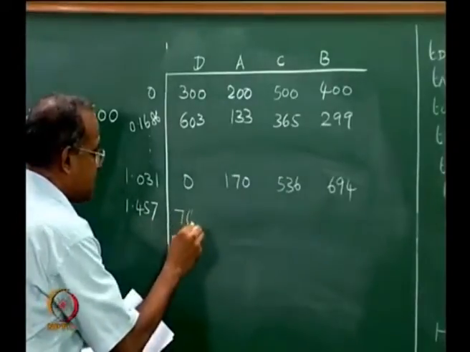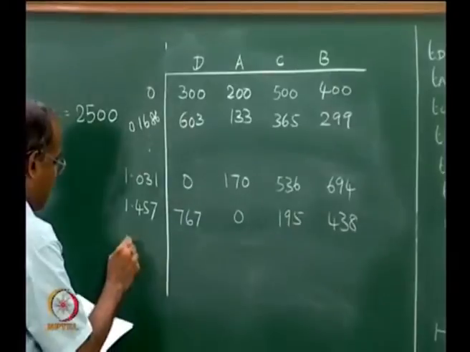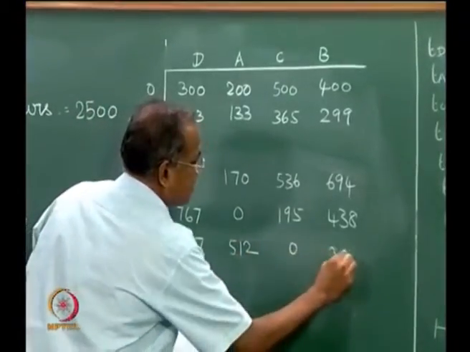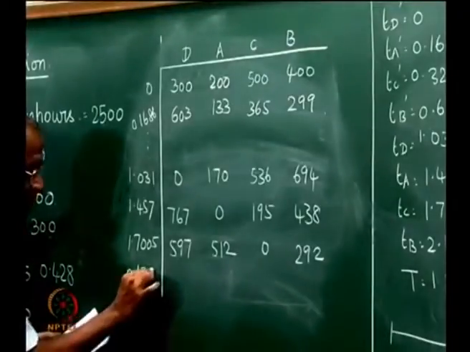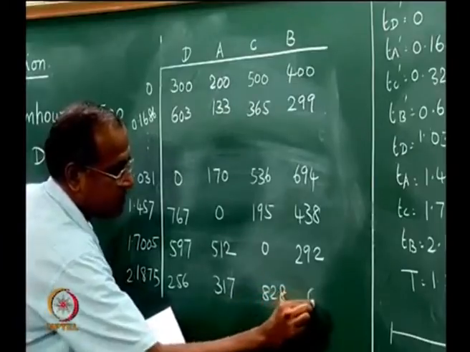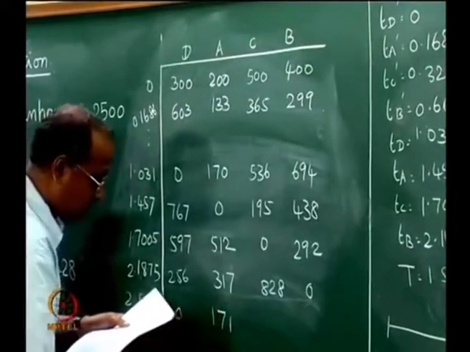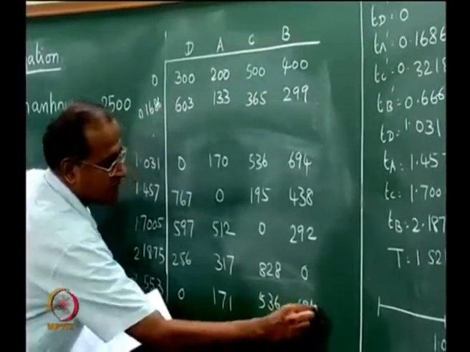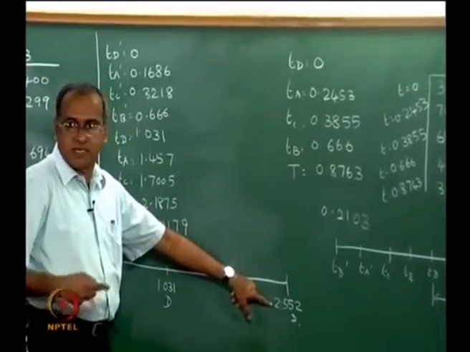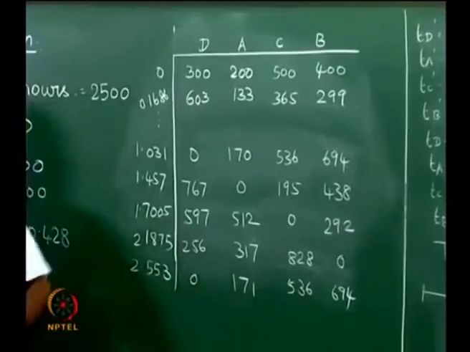At 1.457, 767, 0, 195 and 438. At 1.7005, 597, 512, 0, 292. At 2.1875, 256, 317, 828, 0. And at 2.553, it is 0, 170 or 171, 536, 694. There are some minor rounding errors. This 2.552 is written as the starting time of the next cycle of D. The last third digit is a rounding off, here it is given as 553. Similarly, the 170 and 171 is due to round off.